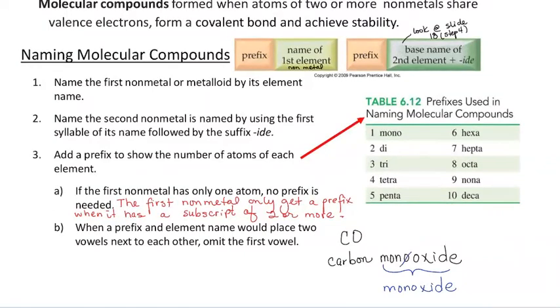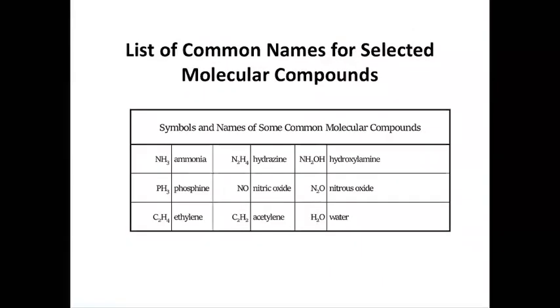Now, understand that there are some common names for particular molecular compounds that I want you guys to know for exam 2. So you need to know that NH3 refers to ammonia. PH3 is phosphine. C2H4, that's ethylene. N2H4, that's hydrazine. So this table you guys need for exam 2.